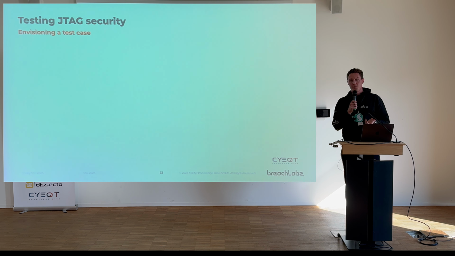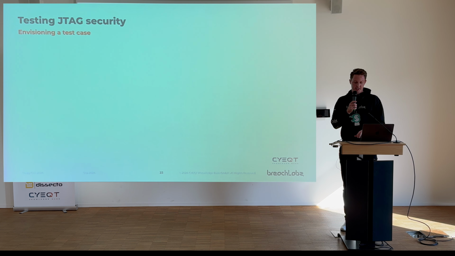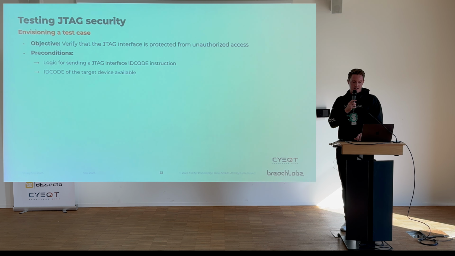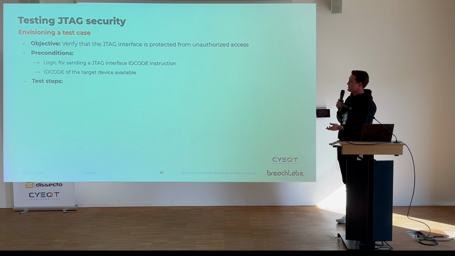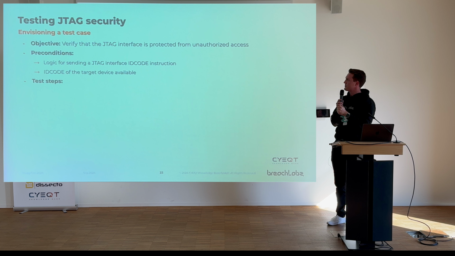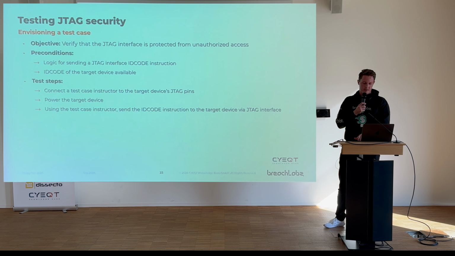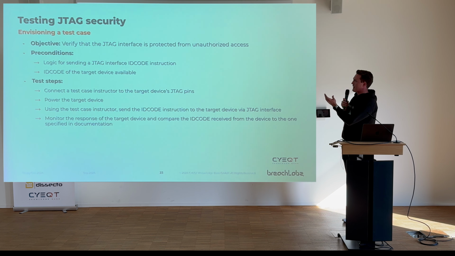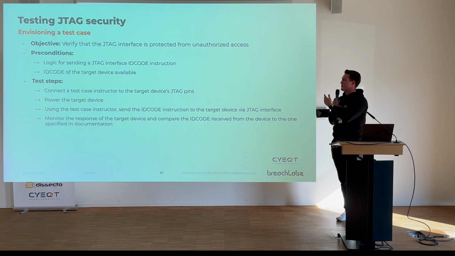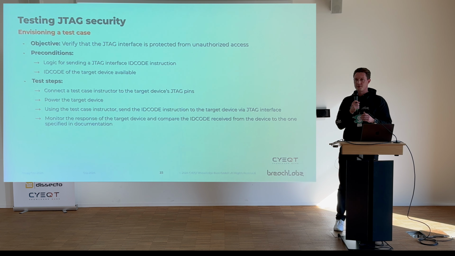Now, as I already mentioned, we want to get this done as quickly as possible, so we just want to connect and get this out of the way. And this is basically the test case we have envisioned. We want to send to the JTAG interface an ID code instruction, and we see if the ID code instruction is available on the target device. So we connect to the pins, we power on the device, the test case would send the ID code instruction, and then compare the result that you have received with the result that you have expected, for example, from the datasheet.